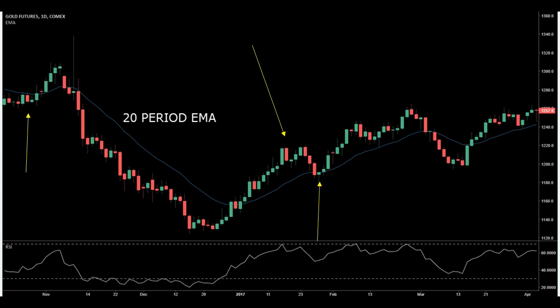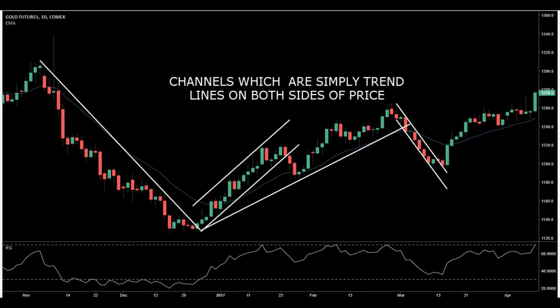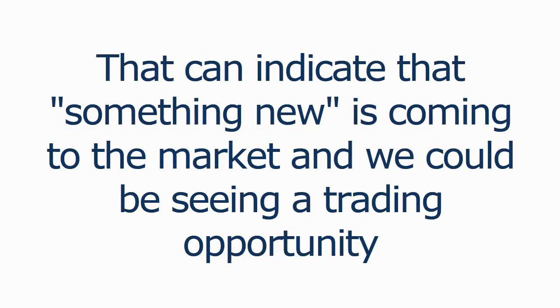bounces from the indicator. And following an objective means to draw your trend lines, simply copy and paste your first line to the other side of price. Markets move in a rhythm, and anything outside of that rhythm will cause a break of a trend line. Now, this can indicate that something new is coming to the market, and we could be seeing a trading opportunity.